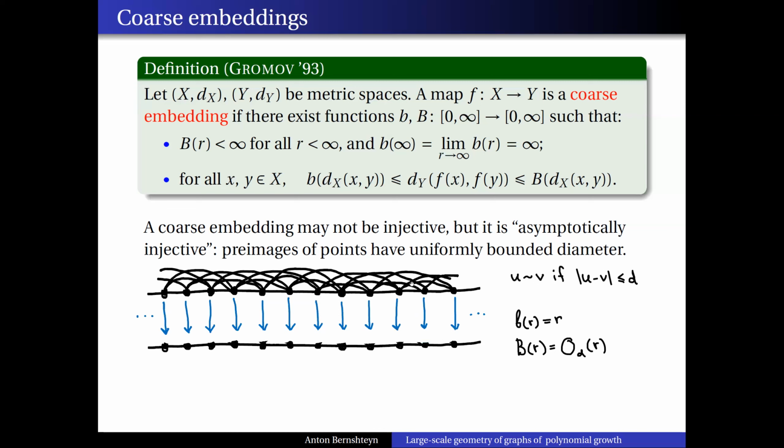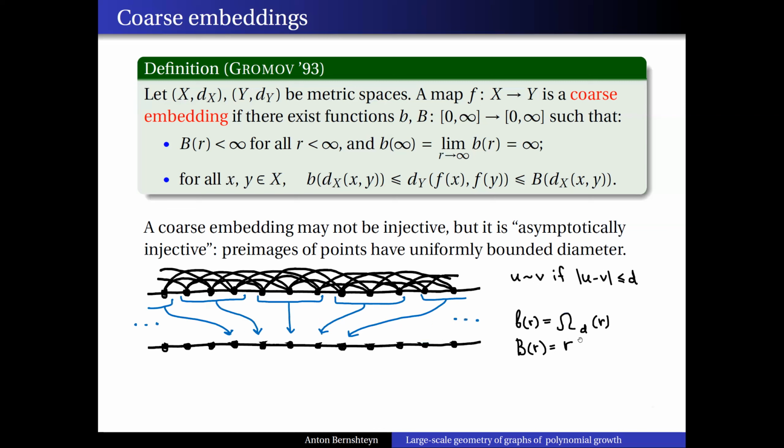On the other hand, I can make a non-injective function, by changing the values of these bounds, making the upper bound not constant, but the identity, capital B of r equal to r. And it looks like this: just collapse consecutive triples of points. Split your interval into triples, collapse all of them into individual points, and then the only edges between these collapsed triples are going between consecutive triples.